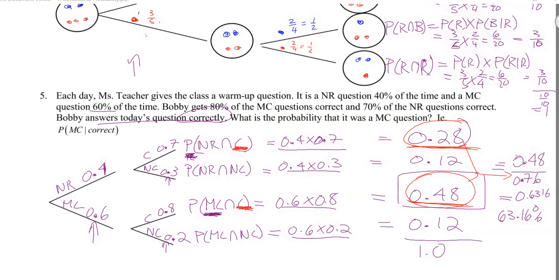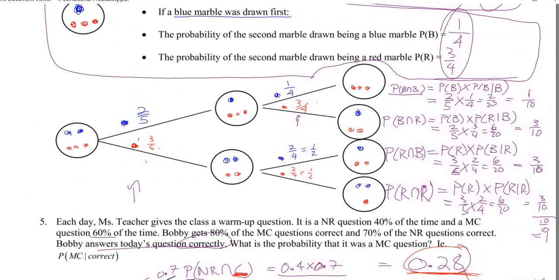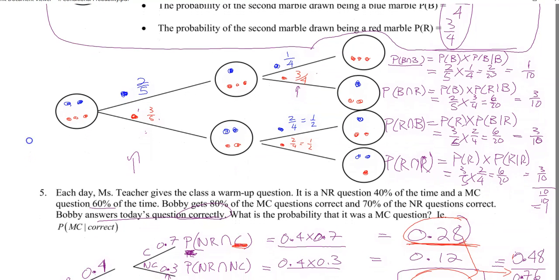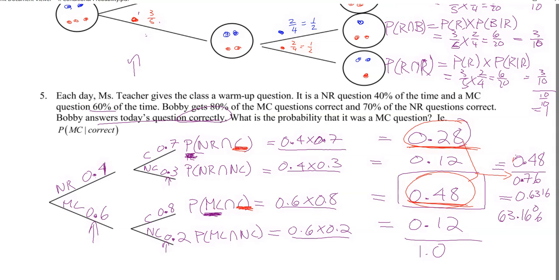And then the probability it is multiple choice: now we look at this one line. This is the multiple choice correct. So 0.48 out of 0.76. Complicated, but the tree diagram makes it fairly easy to work out. And then you've got this same idea of the tree diagram, each of which have their dependent events, and away we go. So we're done. Lesson 5, 4, 5.